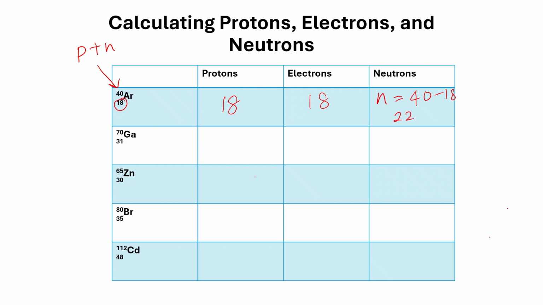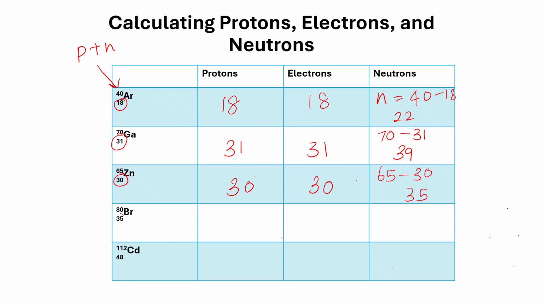Next one is gallium. Atomic number is 31, therefore 31 protons and 31 electrons. The mass number is 70. Number of neutrons are 70 minus 31, which is number of protons, will give you 39. Zinc has atomic number of 30, so you have 30 protons and 30 electrons in zinc. Mass number is 65. If you subtract number of protons from mass number, will give you 35 neutrons.